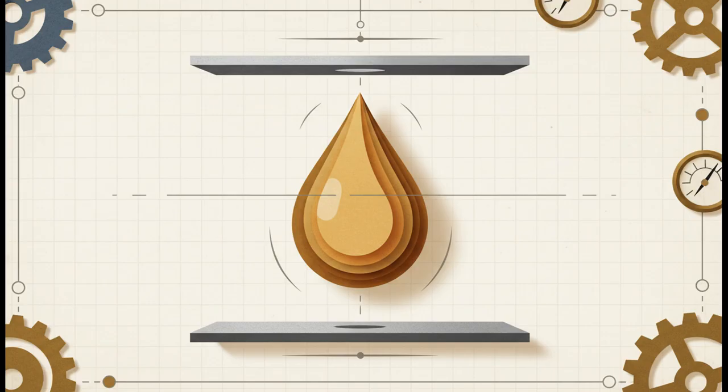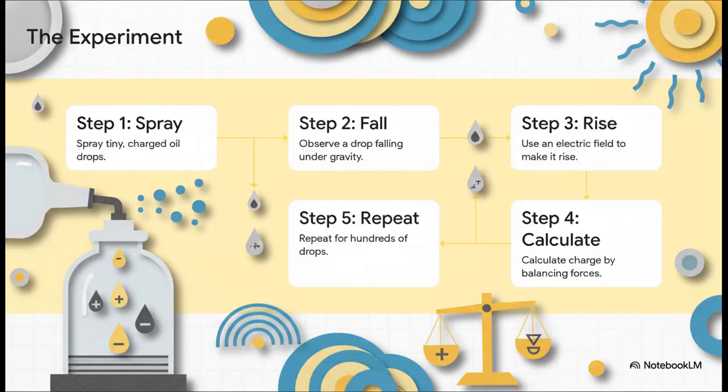An American physicist named Robert Millikan set up this incredible experiment. His goal wasn't just to measure the charge of an electron. He wanted to prove that this tiny, fundamental unit of charge even existed at all. The whole setup was just brilliant. He'd spray this superfine mist of oil droplets into a chamber. Then he'd peer through a microscope and watch a single tiny drop fall under gravity.